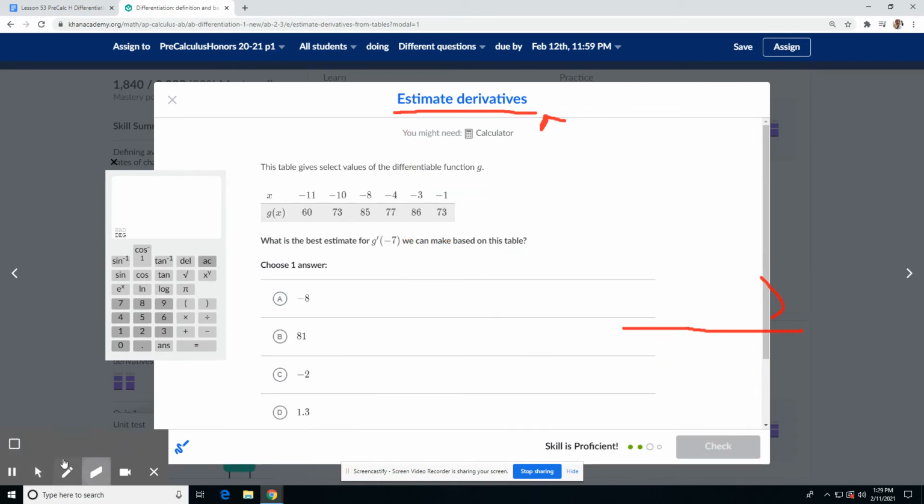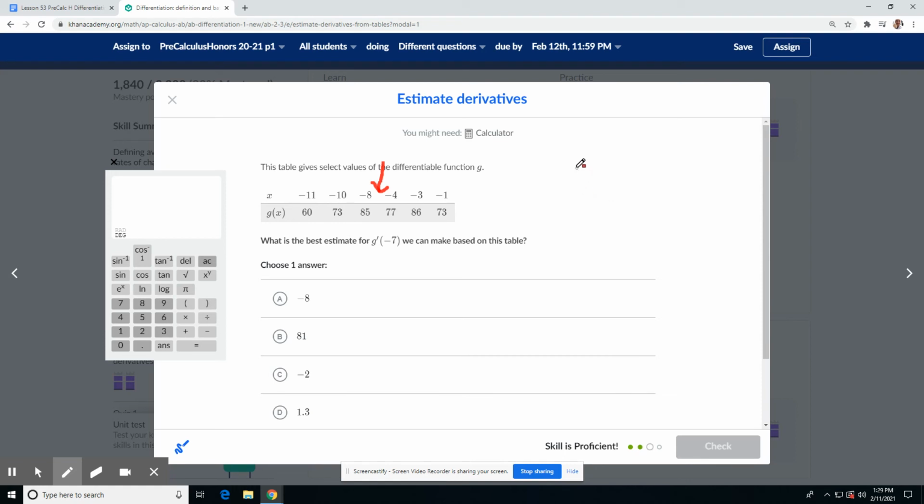See if the next one's any different. This table gives select values for a different function, g. What is the best estimate for g prime of negative 7? Just be careful where negative 7 is at. Looks like it's right here, between negative 8 and negative 4. Even though we got a larger gap, we would still use that estimate.